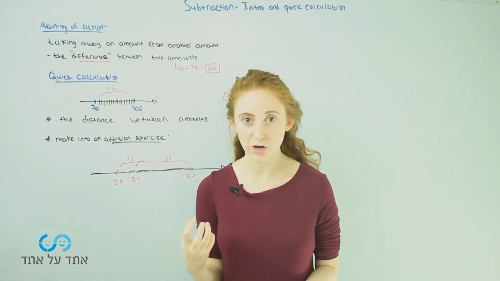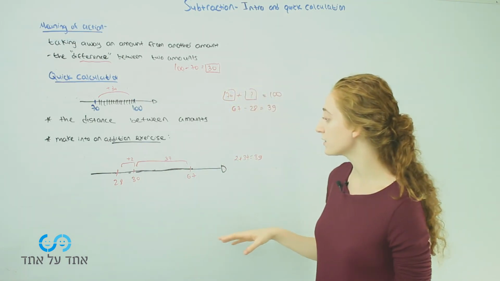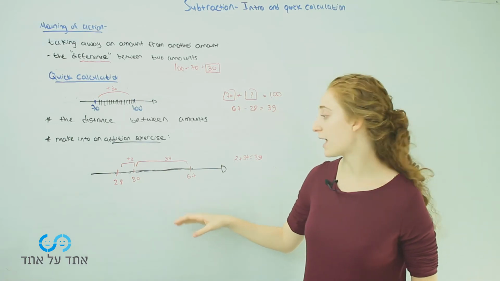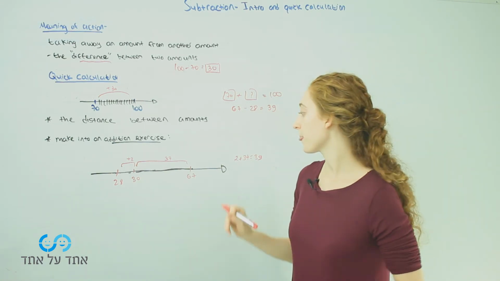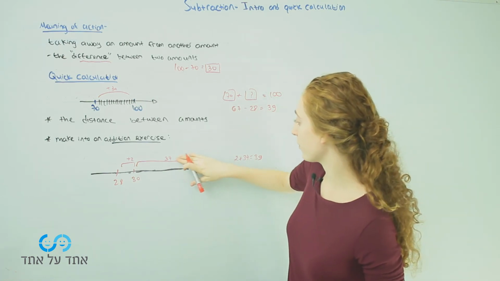So that's how we do it. We basically turn a subtraction exercise into an addition exercise while looking at our distances and stopping at round numbers in order to make this a lot easier. So that was one example. Let's do another one.